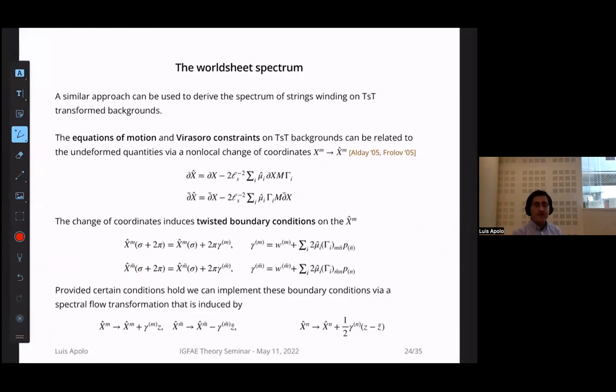So for the backgrounds we have constructed, we're going to use a similar approach. And the reason we can do this is because, as is well known, the equations of motion and Virasoro constraints on TsT-transformed backgrounds can be related to the undeformed quantities by a non-local change of coordinates that takes this form. Here, so maybe let me write the worldsheet current can be written in the following way.